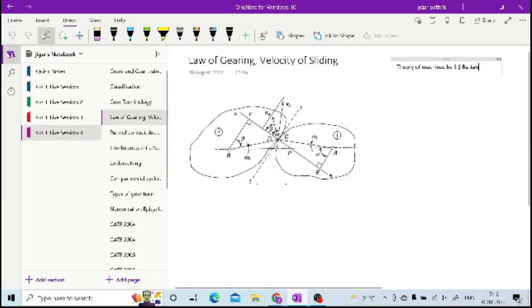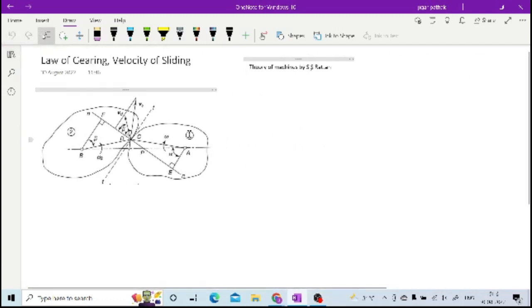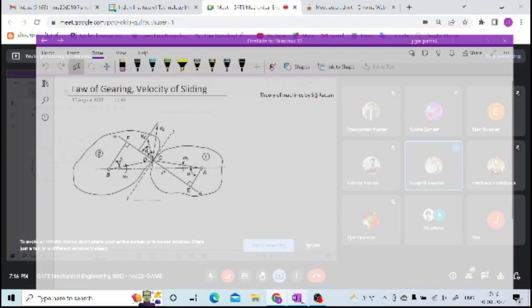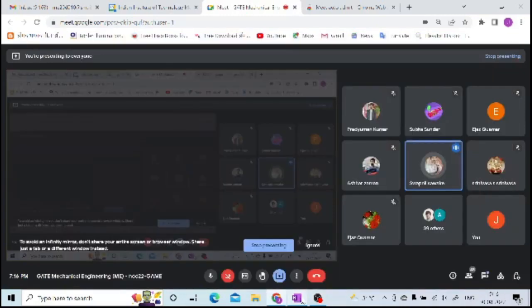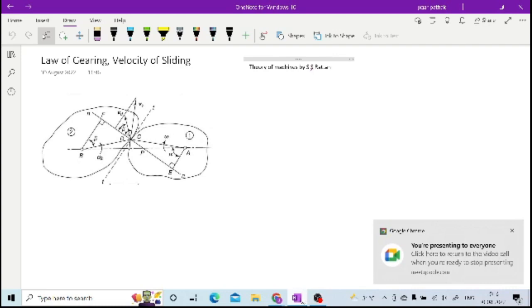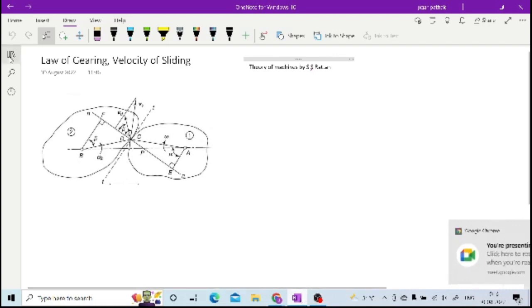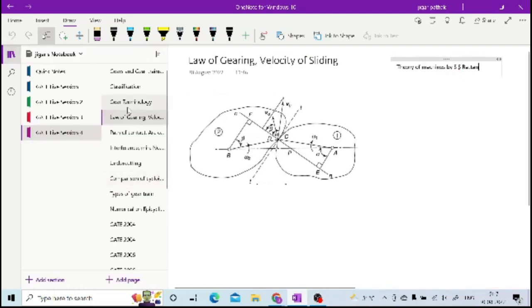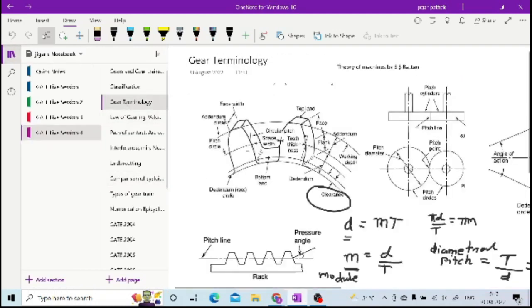Now if we go to the law of gearing... sir, the working depth, from the clearance circle to the addendum circle? Working depth must be from which point to which point we have to consider? If you consider another gear in mesh, then that other gear, one second.